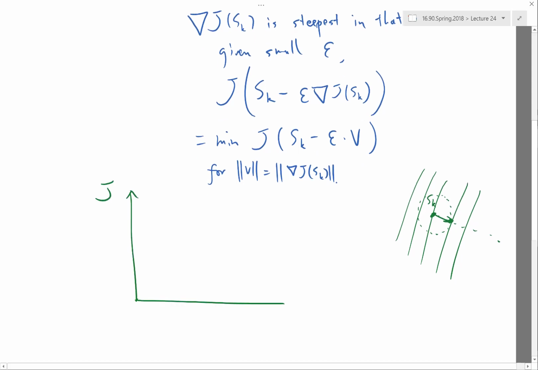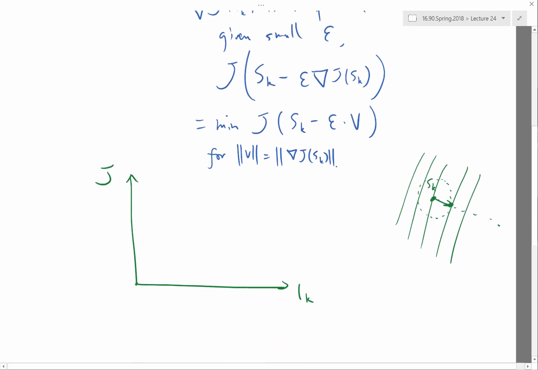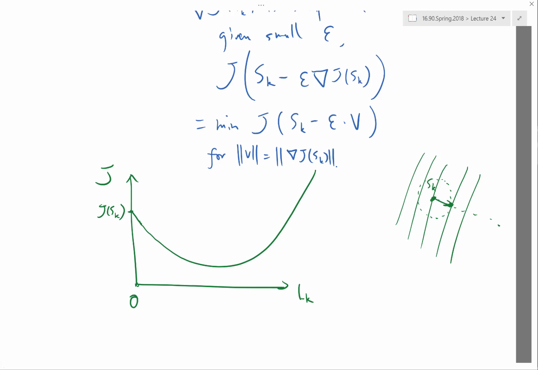Let's look at J versus lk. When lk equals 0, my J is equal to J of sk. If I take an infinitesimal step, my drop is going to be exactly predicted by the gradient. But as I step further away, my objective function is going to flatten out and finally increase. So how far I can go to reach the minimum is determined not just by the gradient here. The gradient is going to predict that you decrease forever if you use the Taylor series.